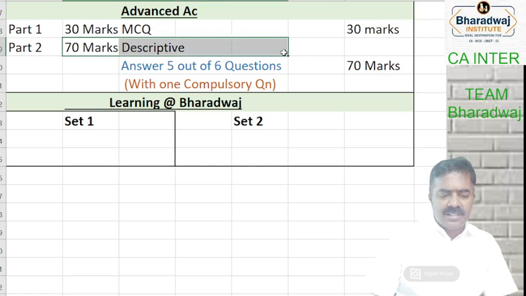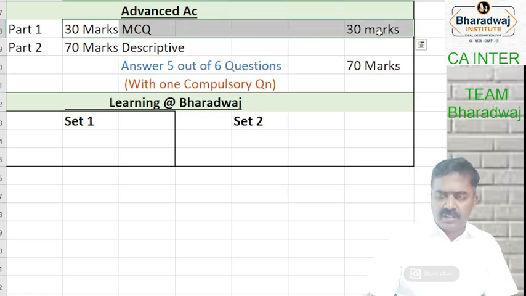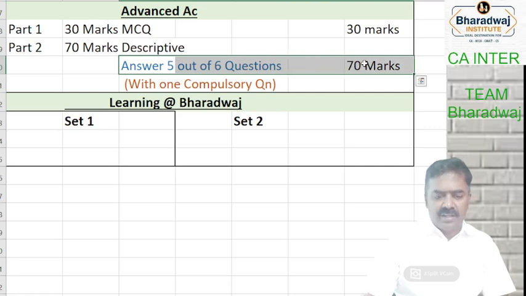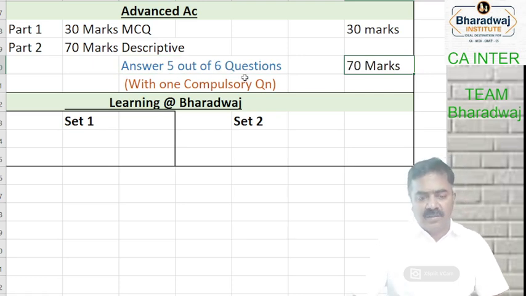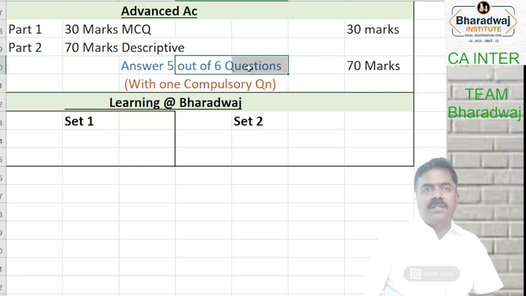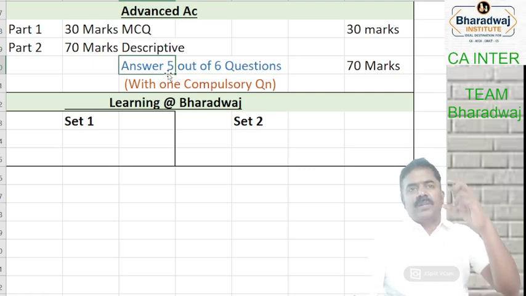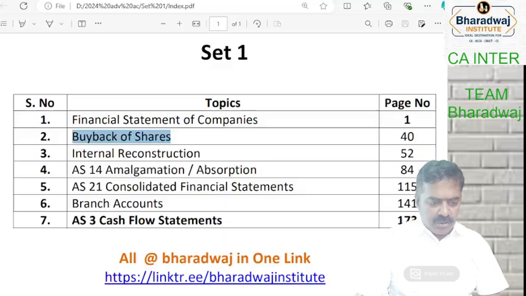Second is 70 marks descriptive questions, where you would write 5 questions out of how many questions? 6 questions. The first question is 30 marks, Part 1. In Part 2, you will have to answer 5 questions out of 6 questions. 5 into 14, 70 marks. But you will be getting a total of 6 questions. Sir, will I get a full question for 14 marks? No. For example, question number 1 is multiple choice. Question number 2 will have subdivisions. Probably I'll show the paper so that you will understand.